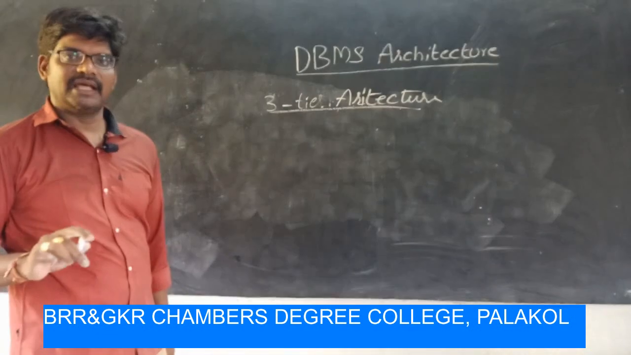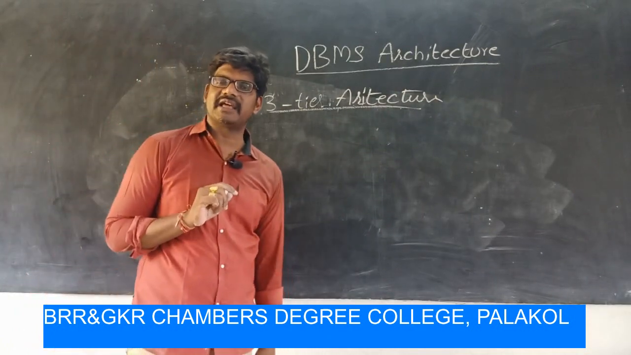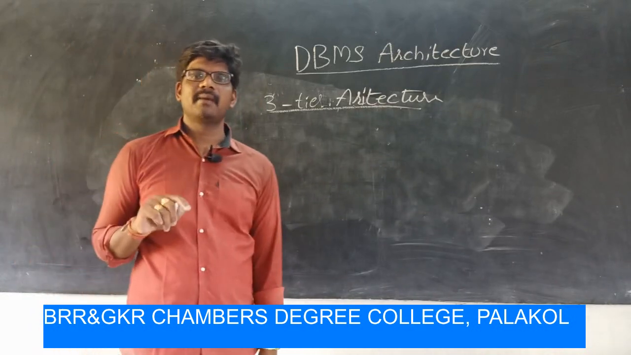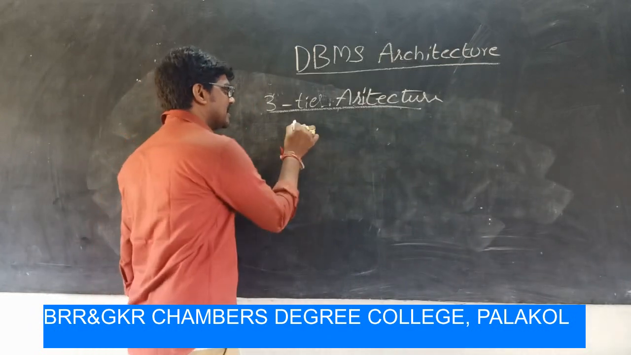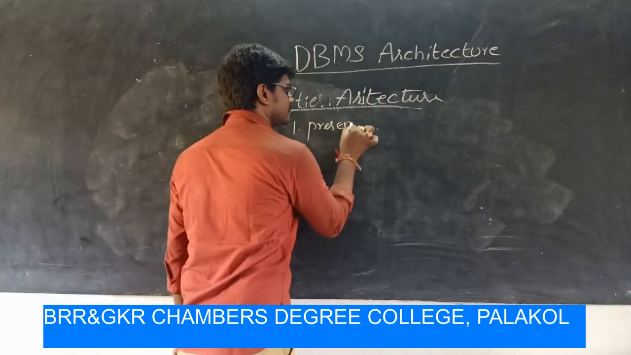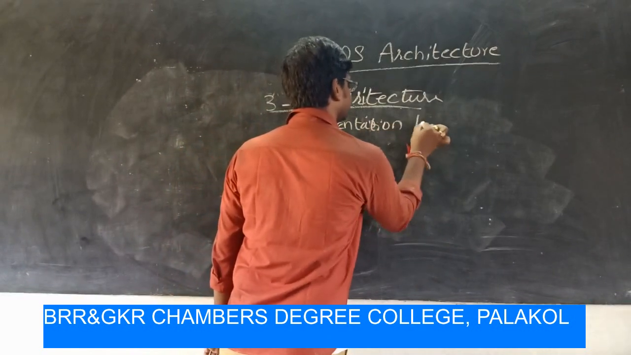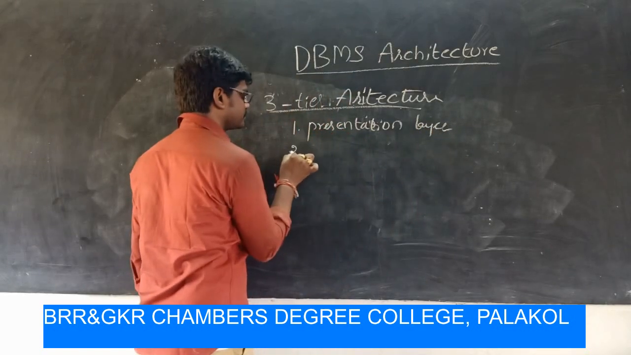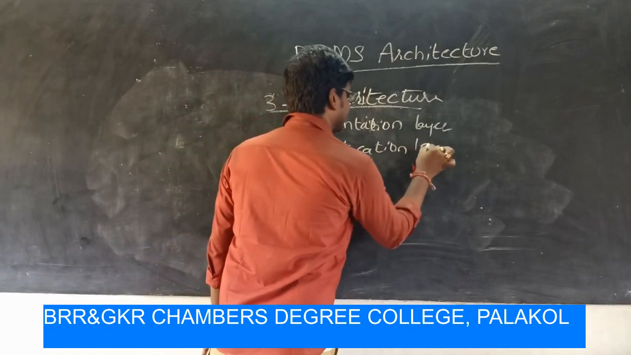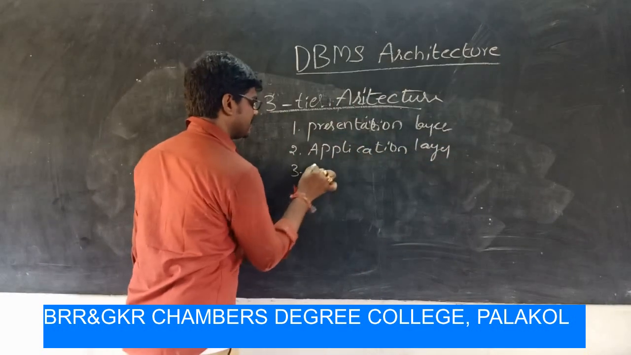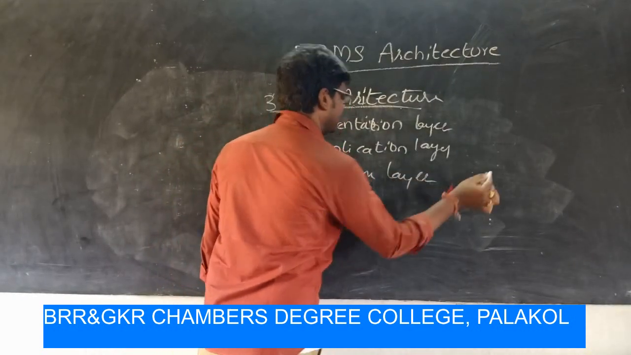In the two-tier architecture, we have only two layers. One is the presentation layer, and the next one is the database layer. But in three-tier architecture, we have three layers present. One is the presentation layer, the application layer, and the next one is the database layer.